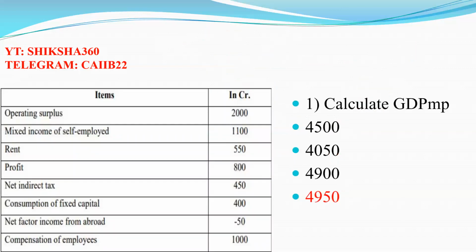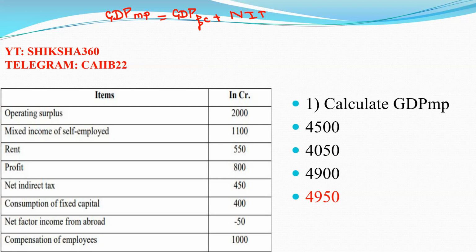In the first question, they are asking us to calculate the GDP at MP, GDP at the market price. So how can we calculate? We have to calculate GDP at factor cost plus net indirect taxes. What do we have to include under GDP at factor cost? When we discuss factor cost, what are the factors?